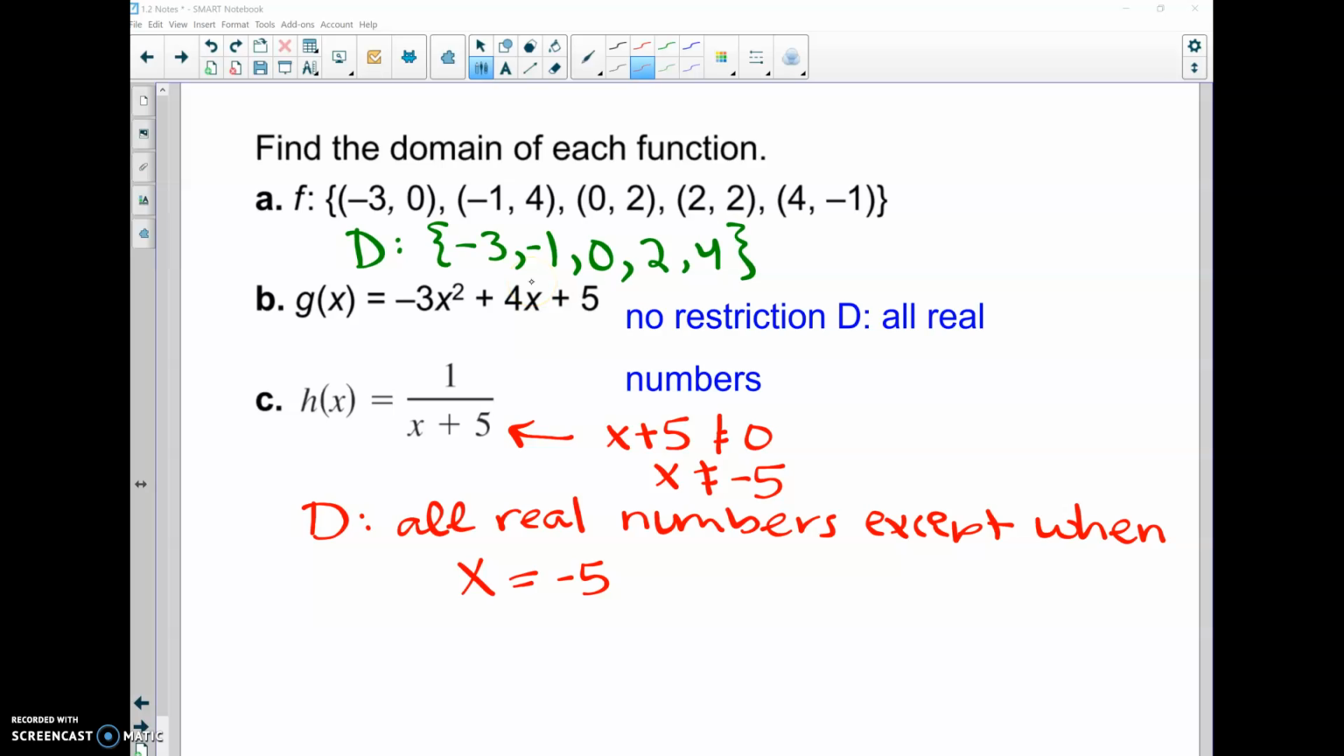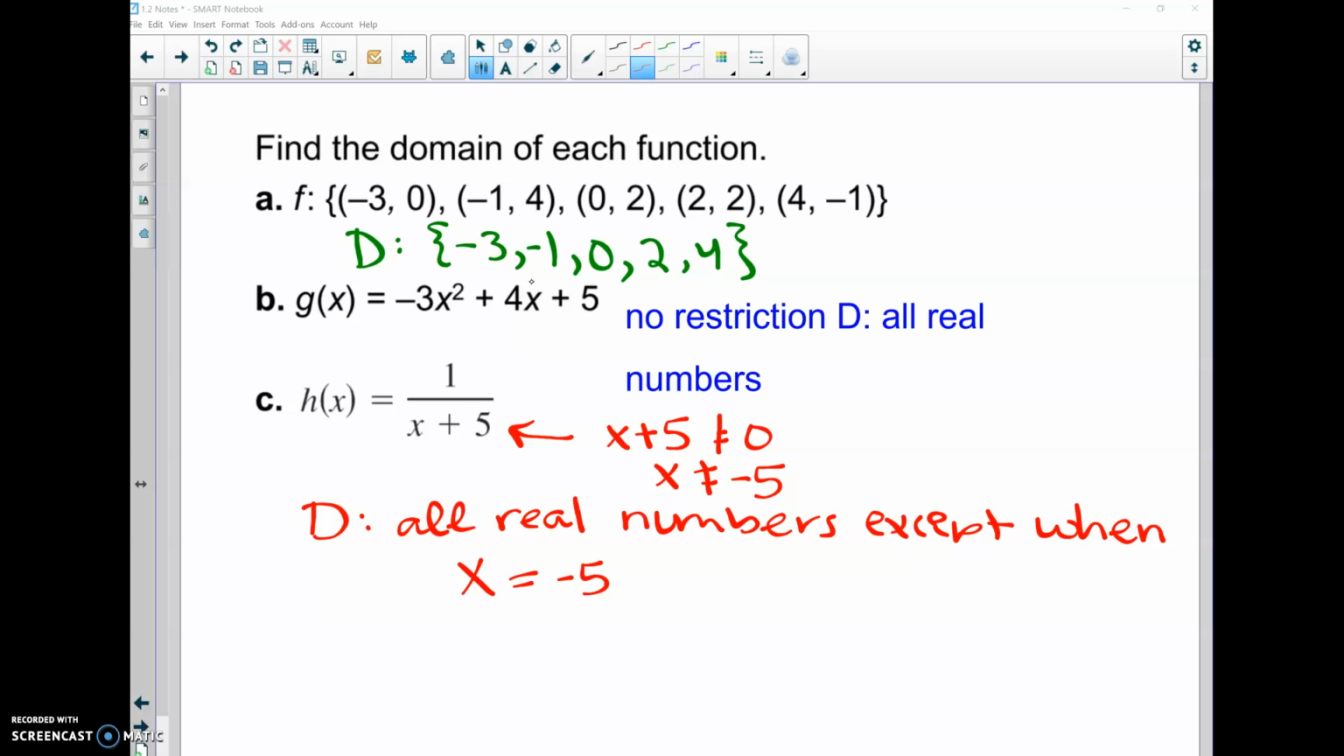Part B, that one was a little tricky because we were dealing with the domain restrictions. Here we have a polynomial, a quadratic, x squared. You are allowed to plug in positive numbers for x, negative numbers, and also 0. So there is no restriction. So part B, the answer is all real numbers.